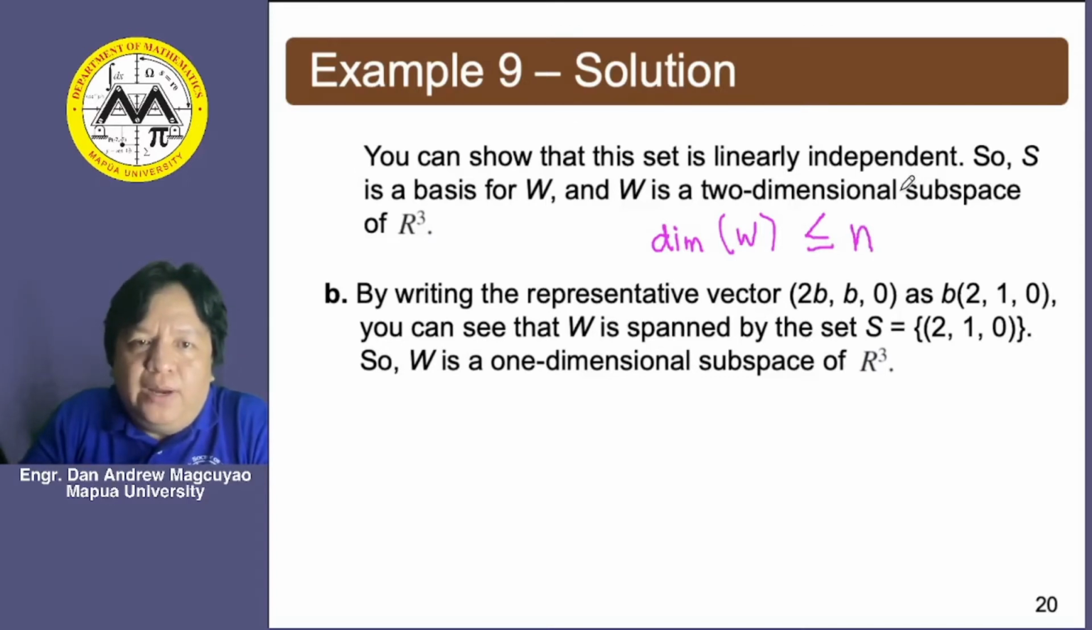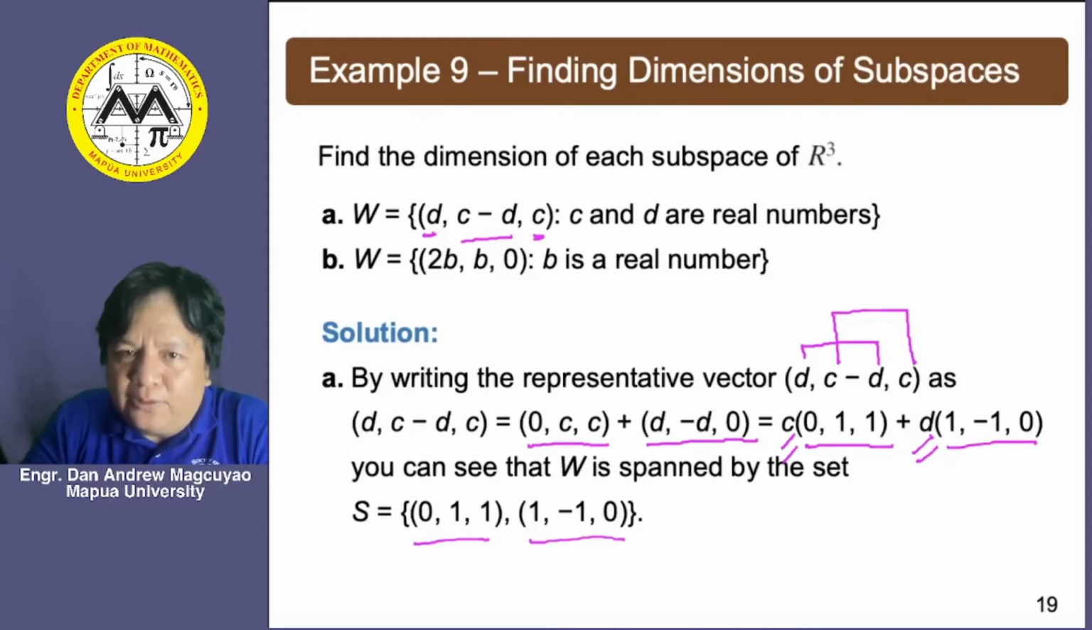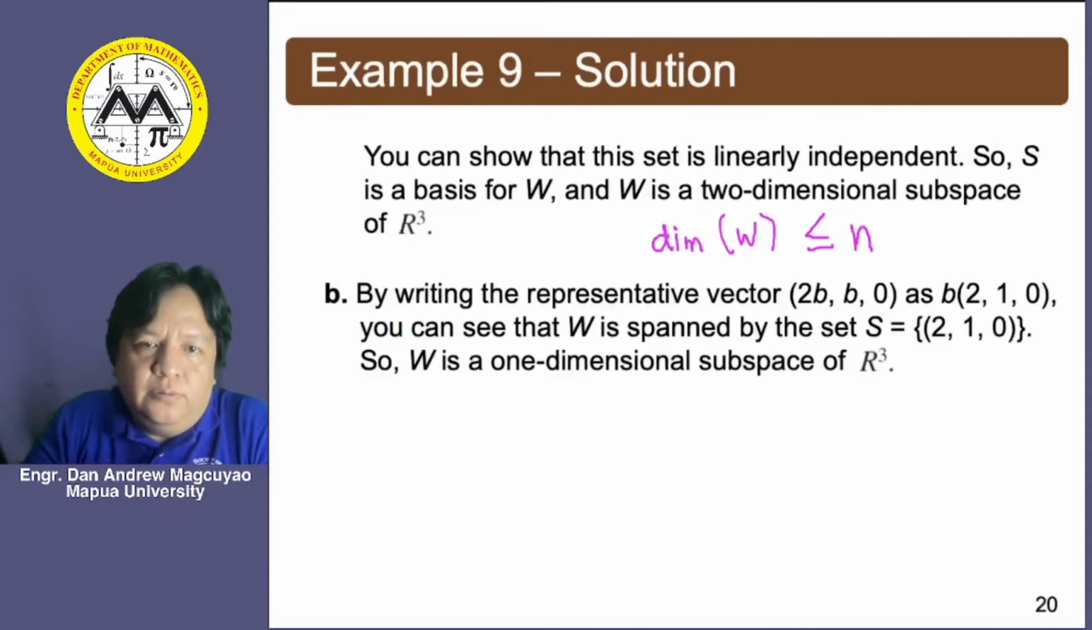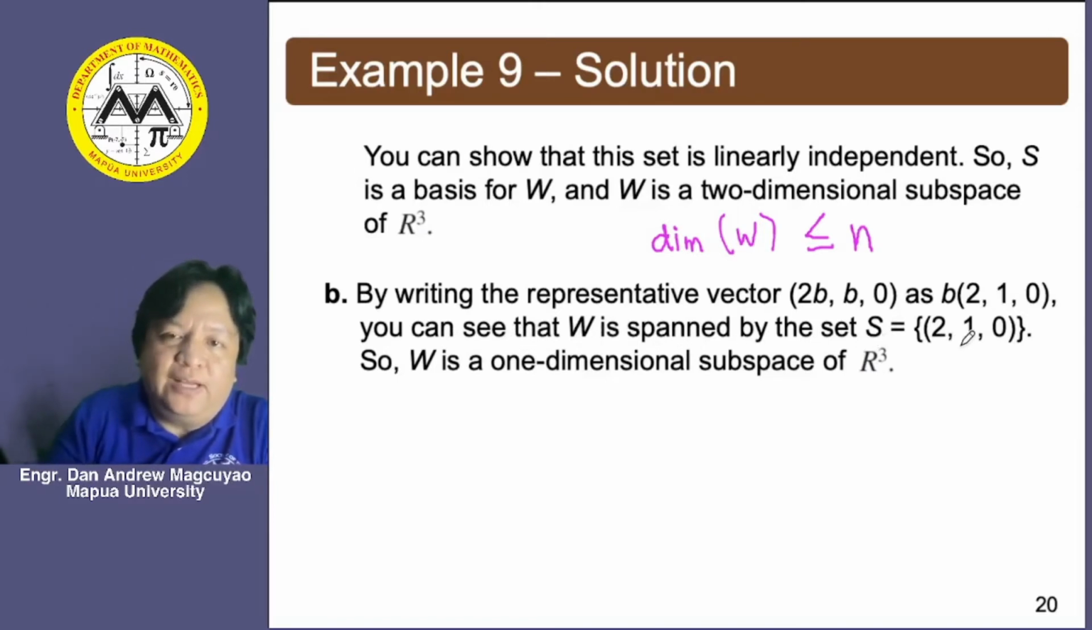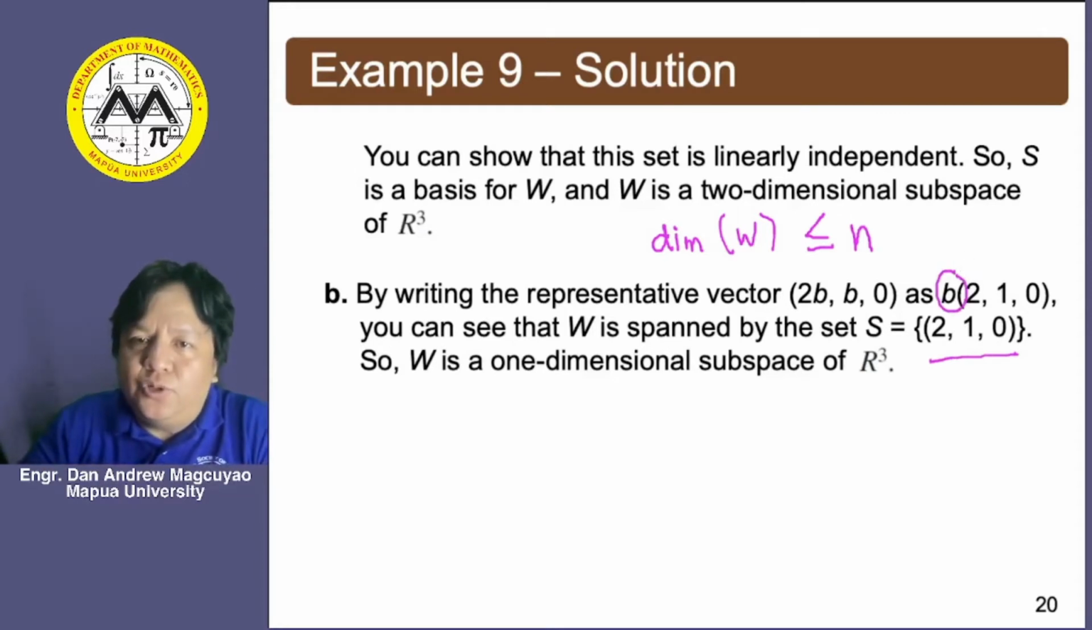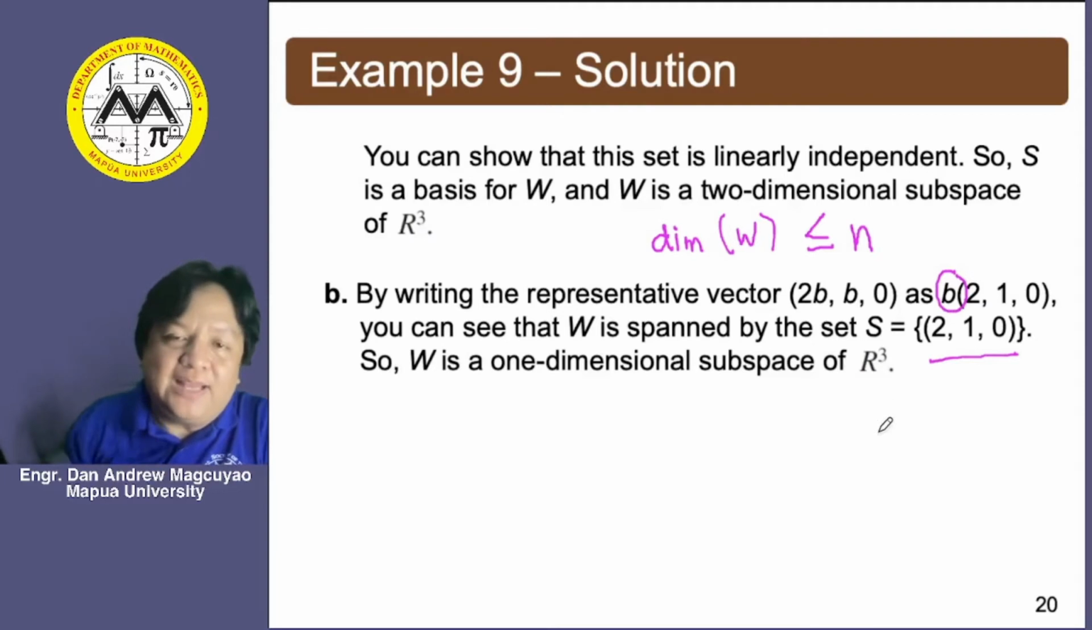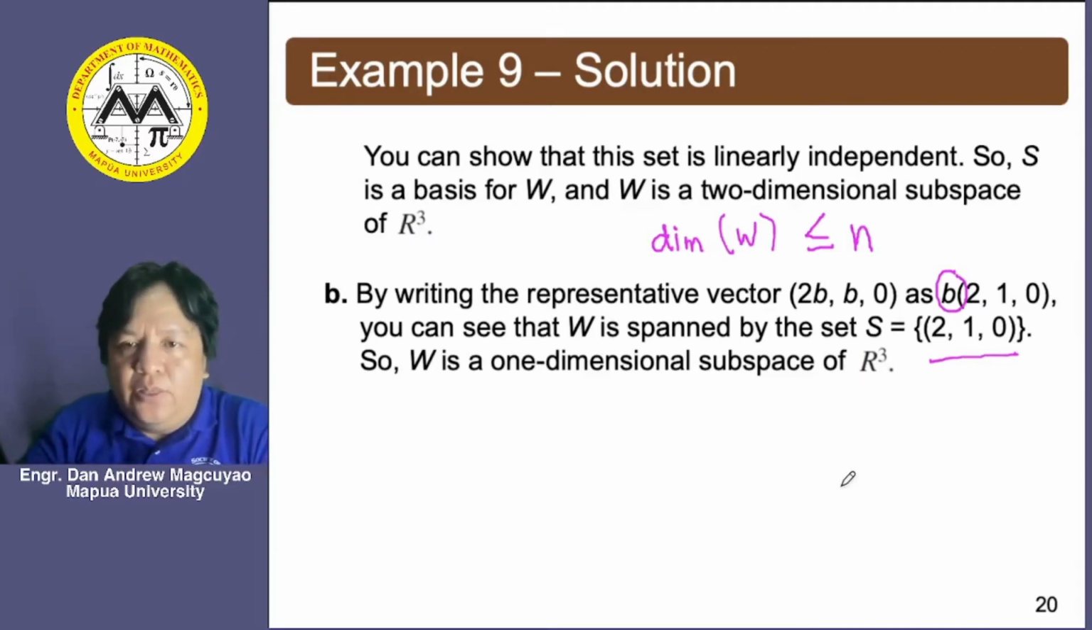Next, by writing the representative vector, let's go back to that slide. So you have 2b, b, and 0. For 2b, b, and 0, you can factor out b. So that would be b times 2, 1, 0. So you can see that W is spanned by the set S equal to the vector 2, 1, 0, where b is any arbitrary constant. So the dimension of the subspace of R cube is 1. There's only one vector that can define all the elements of the subspace.